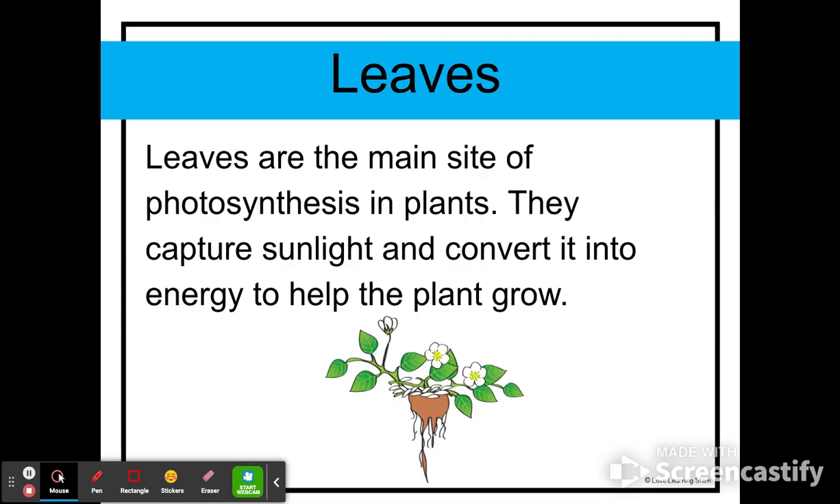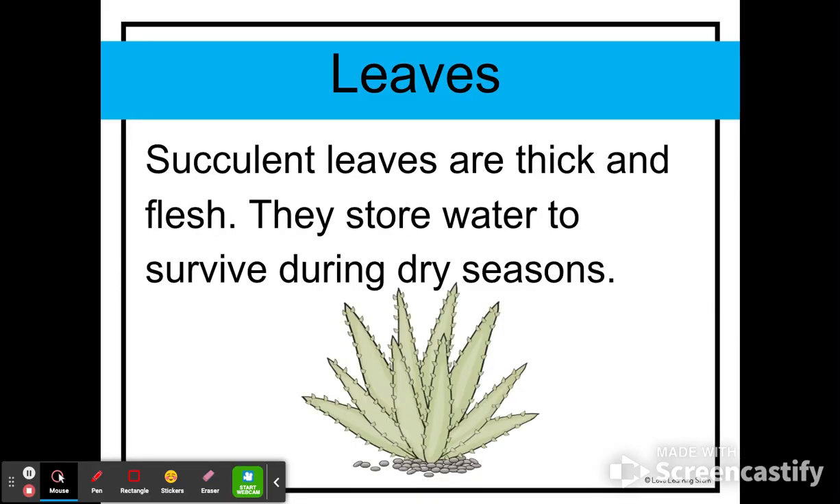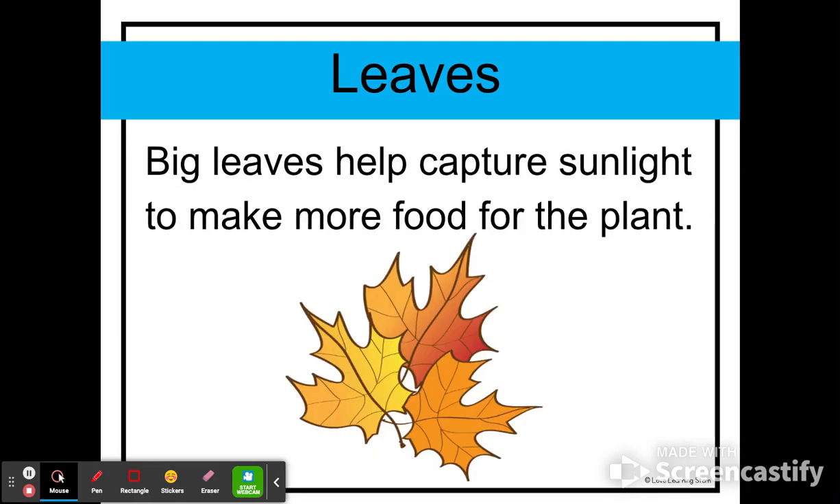Another example of external structures are leaves. Leaves are the main site of photosynthesis in plants. It's a fancy word for saying that they capture sunlight and convert it into energy to help that plant grow. Succulent leaves are thick and fleshy. They store water to survive during dry seasons and in deserts. Big leaves help capture sunlight to make more food for the plant.